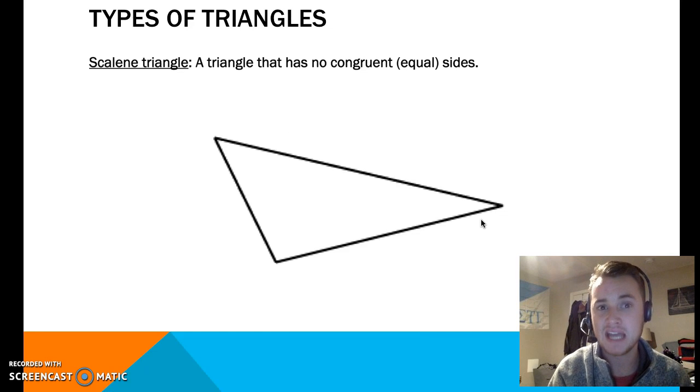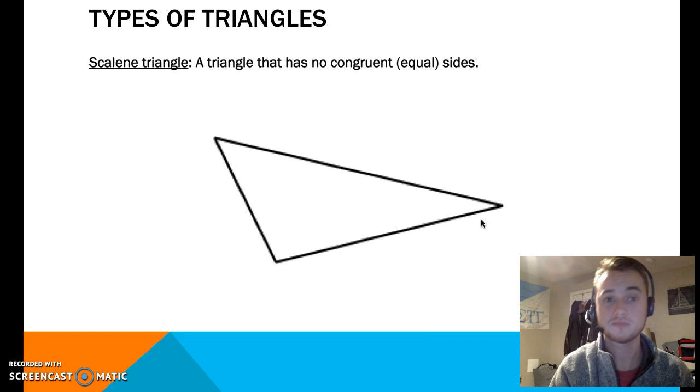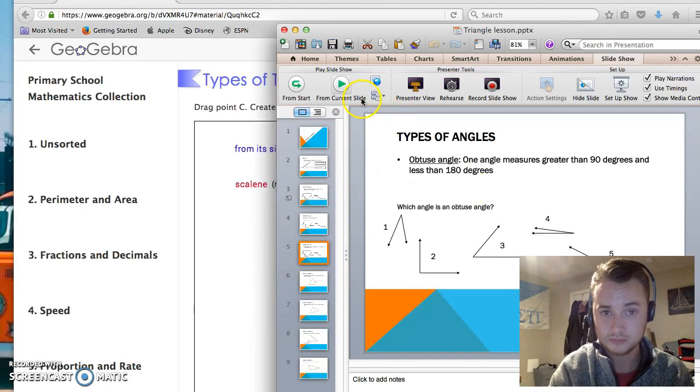And then we have a scalene triangle. So this is a triangle that has no congruent sides, so none of the sides are equal to one another. We'll see none of those marks on it. And if it has no congruent sides, that must mean that each side has different measures. And again, that's a scalene triangle.